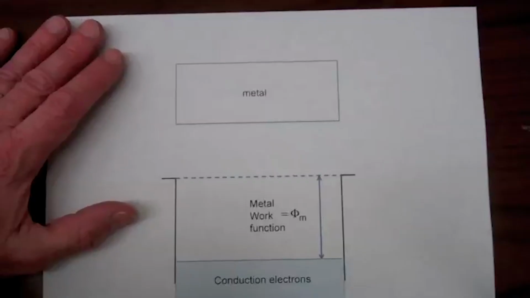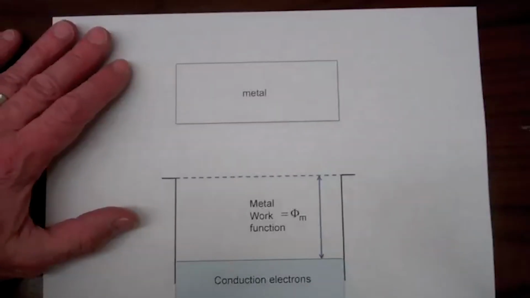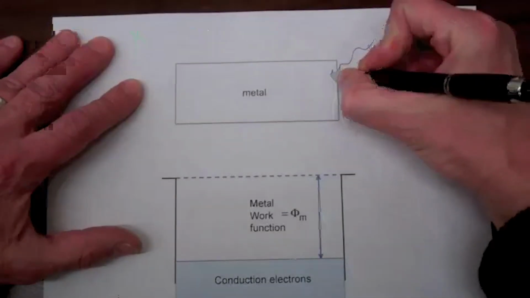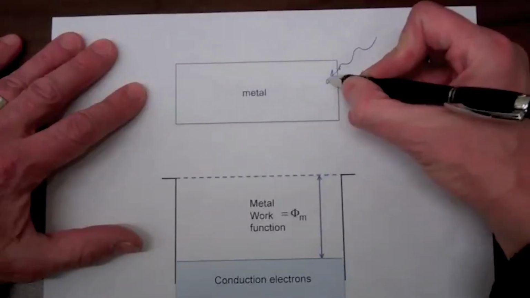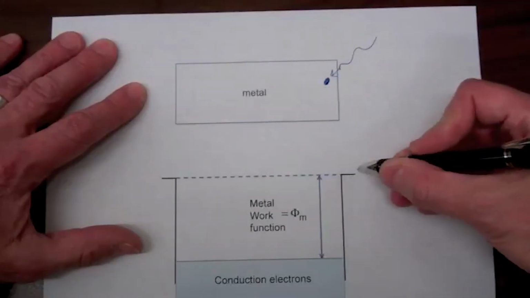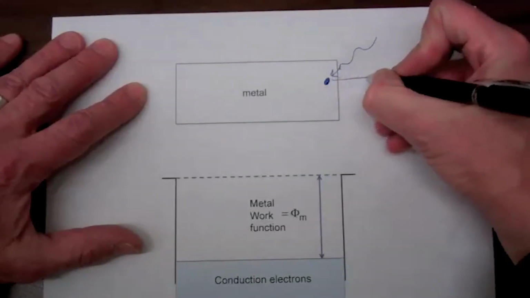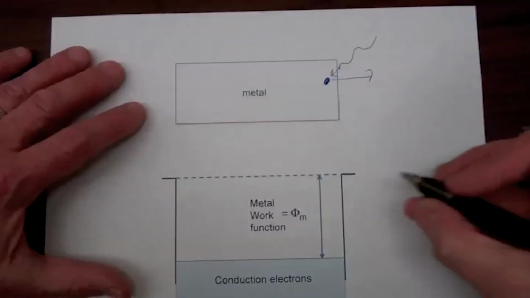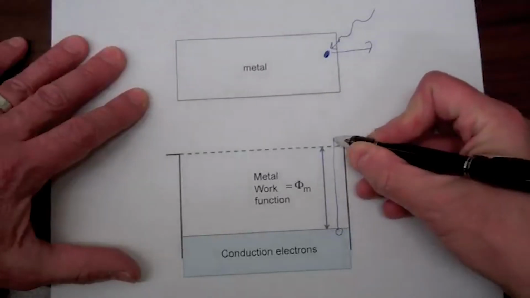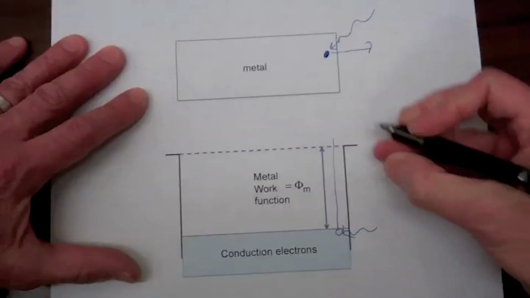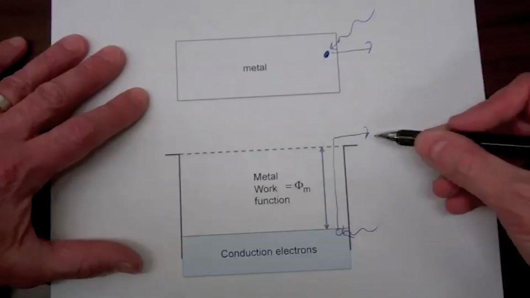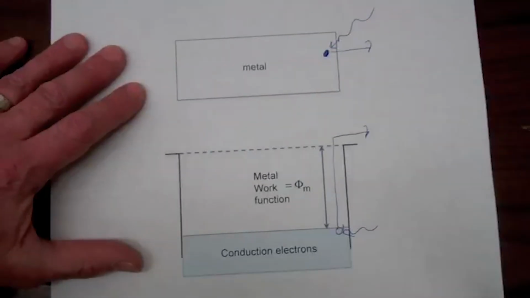One way for an electron to gain enough energy to be emitted from a metal is by shining light on the metal. So the light will be absorbed by the electron, and if the amount of energy gained is enough to overcome this potential barrier, the metal work function, then the electron can be ejected from the metal. So on the energy band diagram, it would be an electron gaining energy from the light, and the energy being such that it can get over this barrier and be emitted into the region outside the metal.